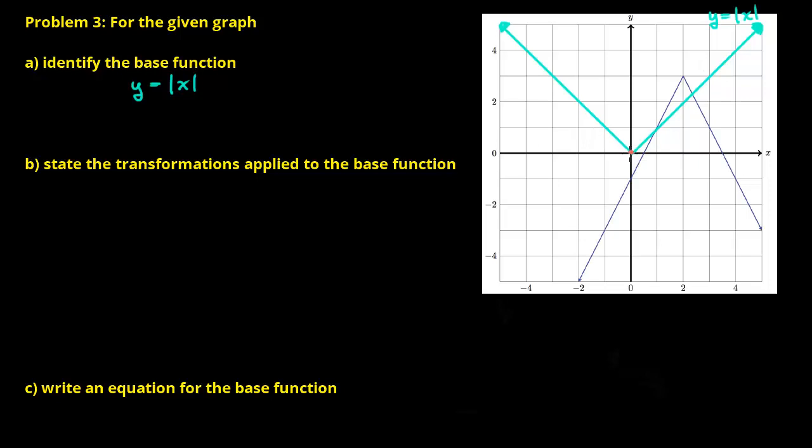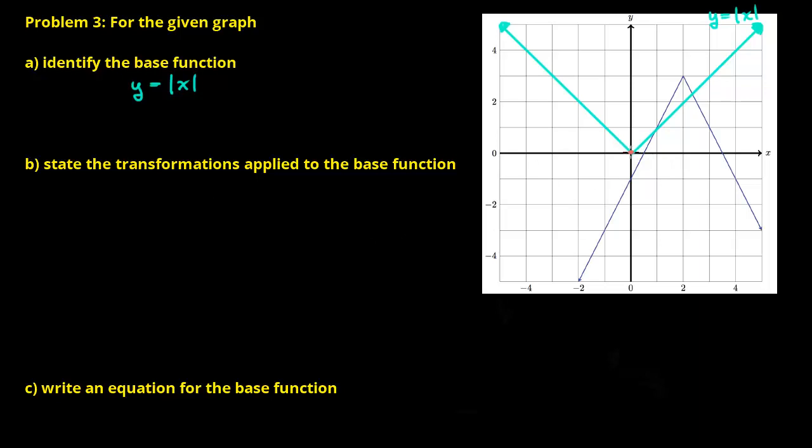The reason that I do that is because the origin 0, 0 is invariant under stretches, reflections, and compressions. That's because when you stretch, reflect, and compress this point, it stays in the same spot. So that's what invariant means. So let's go ahead and figure out what the translations were.